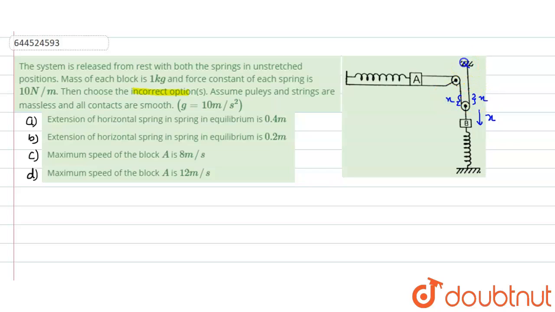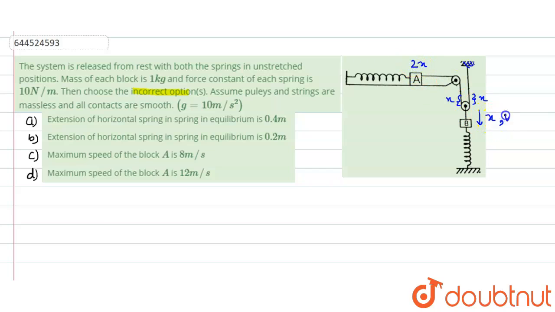Now this part cannot move because it is fixed. That means the total displacement would be given to the other end of the string. To the other end we have attached the mass A, so if the pulley covers a displacement x in the downward direction, mass A would move with a displacement 2x.